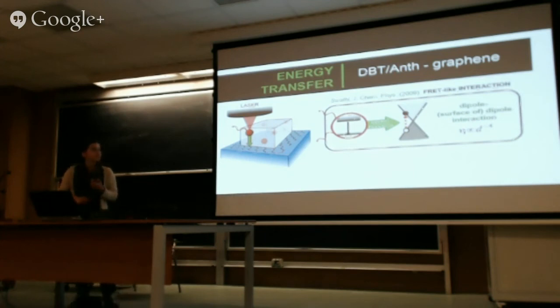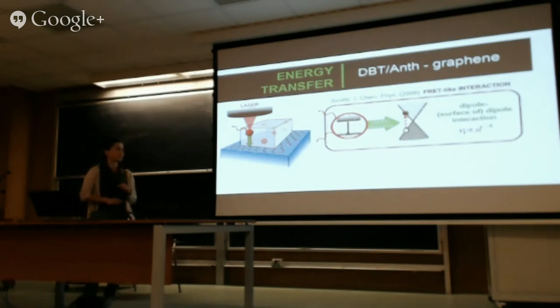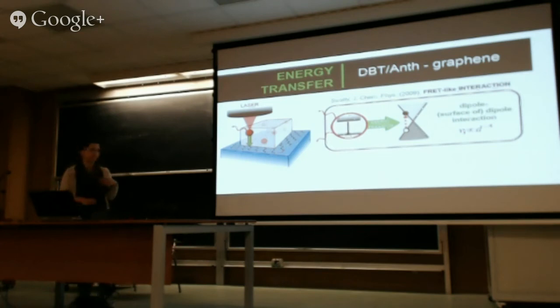In this case, we have to consider that we don't have just one dipole, which in the case of graphene corresponds to the electron-hole pair that appears in graphene when it absorbs energy from the molecule, but we have a surface of dipoles. So the energy transfer efficiency scales with the 4th power of the distance.